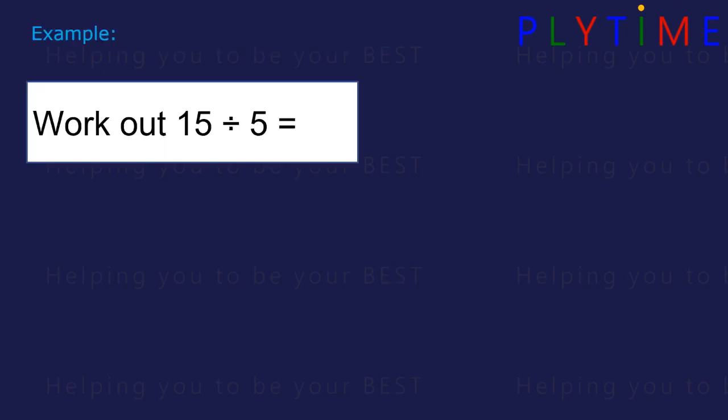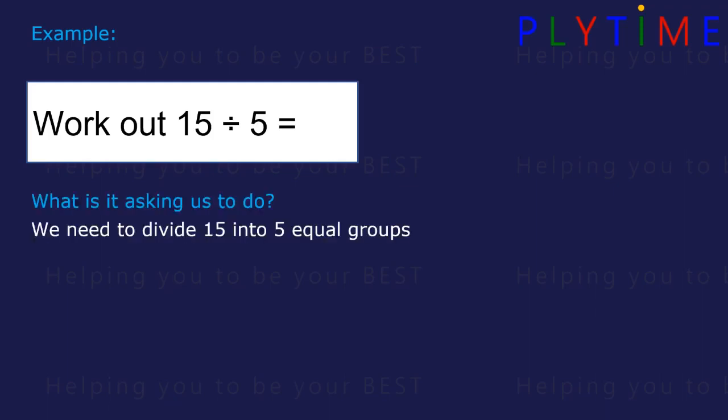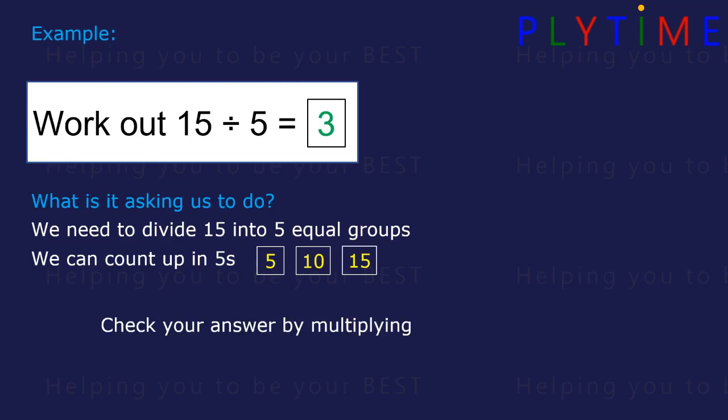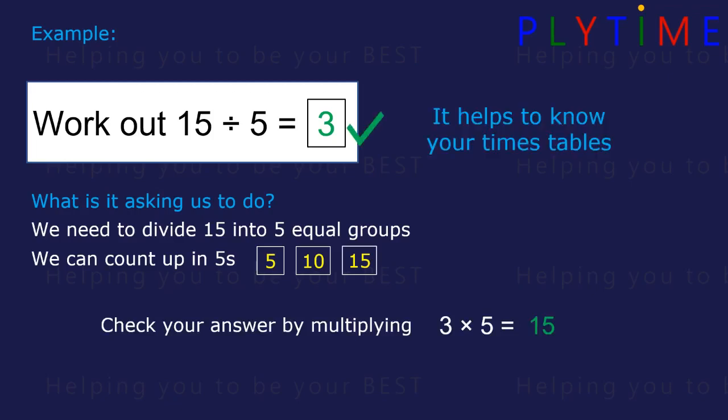Let's look at an example. What's 15 divided by 5? What's it asking us to do? Divide 15 into 5 equal groups. We can count up in 5s to 15. 5, 10, 15. There are 3 equal groups. And we can check our answer by multiplying. 3 multiplied by 5 equals 15. So that's right. Remember, it helps to know your times tables.